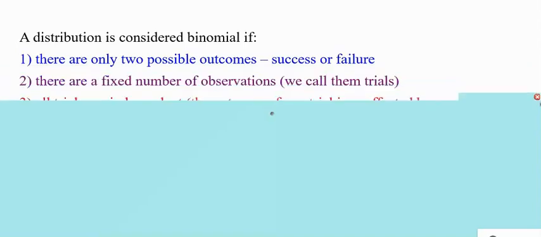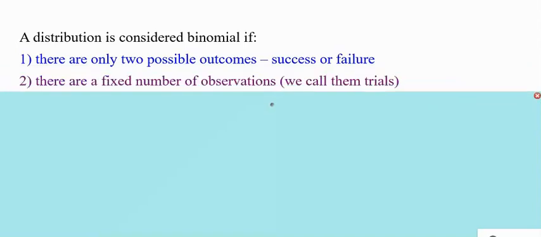The other thing is there's always going to be a fixed number of observations. These are what make a binomial distribution a binomial distribution. If one of these does not work, it is not a binomial distribution at all. Everything has to work to make sure it is a binomial distribution. So again, 2 possible outcomes, and it has to be a fixed number of observations, a fixed number of trials.